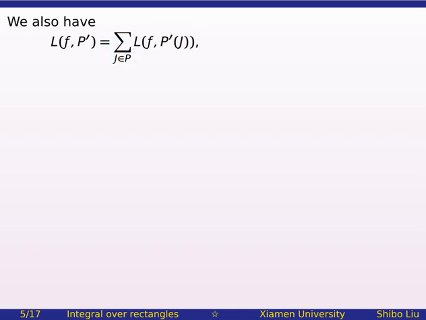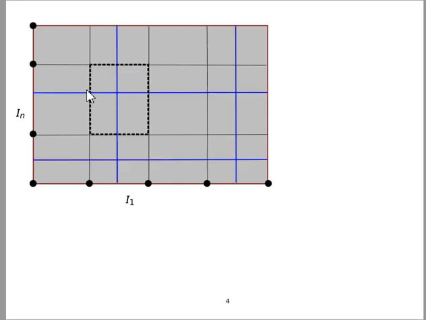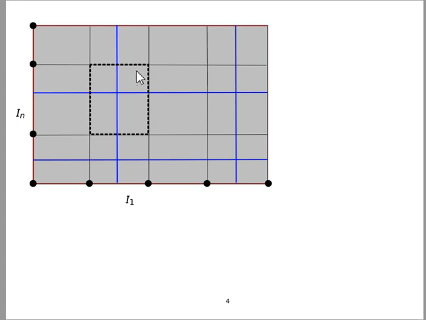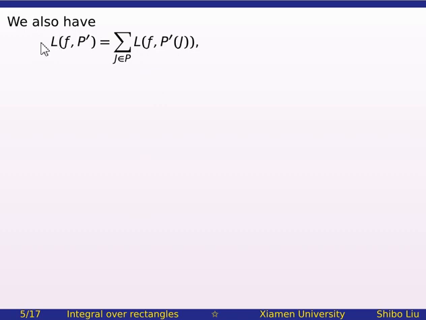That is, we consider f as a function defined on the subrectangle J. Our f is a function on the whole rectangle I, but for a subrectangle J from the partition P, we can restrict f to this subrectangle J. Because P prime J is a partition of J, we can compute the lower sum of f considered as a function over J, with respect to the partition P prime J of the rectangle J. So for every J in the partition P, we compute the above lower sum and then sum up. The result is the lower sum of f over the refinement partition P prime. Similarly, for the upper sum, we have the same result.